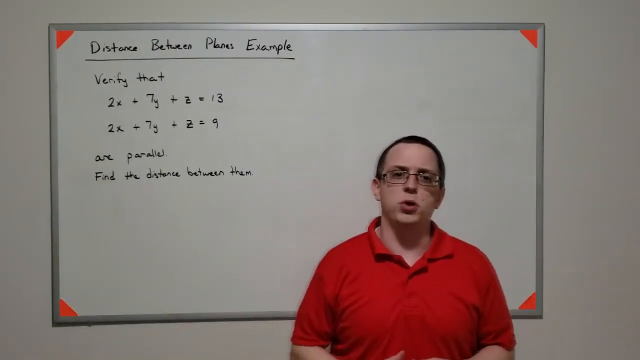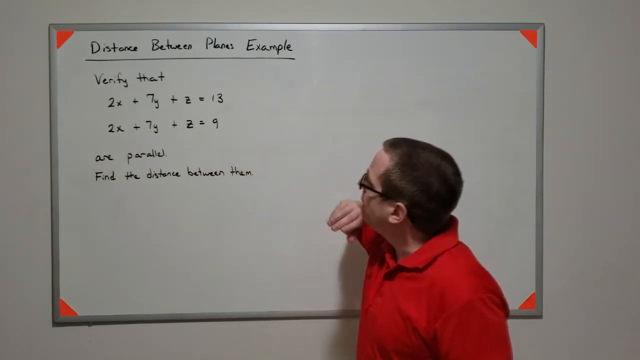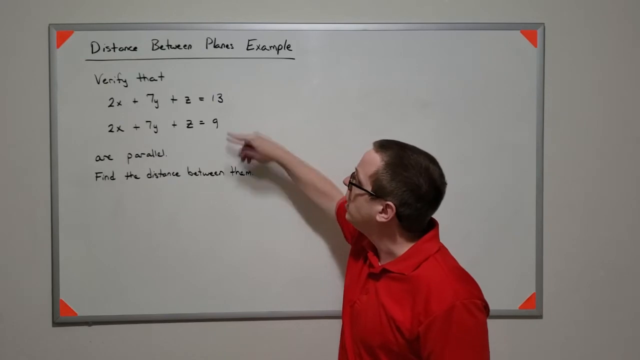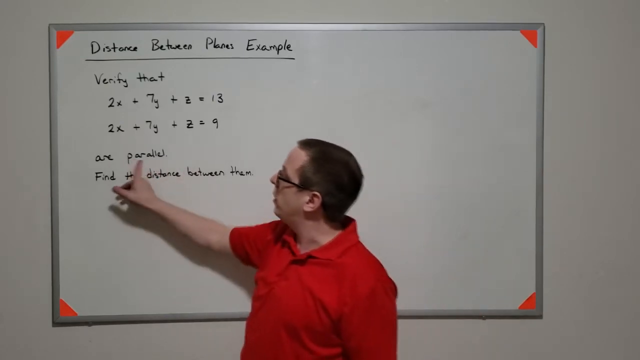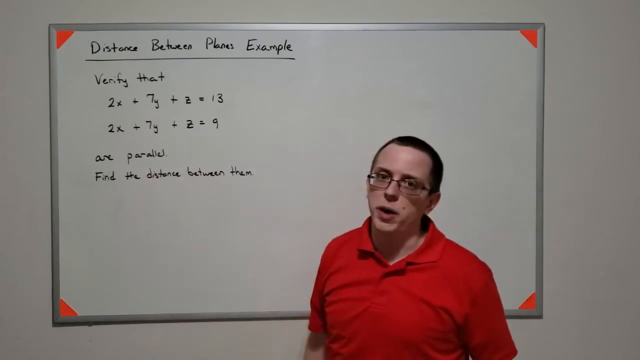Let's find the distance between two planes. So we have the equation for one plane and the equation for a second plane. And we want to show, first of all, that they're parallel, and then we want to find the distance between those parallel planes.